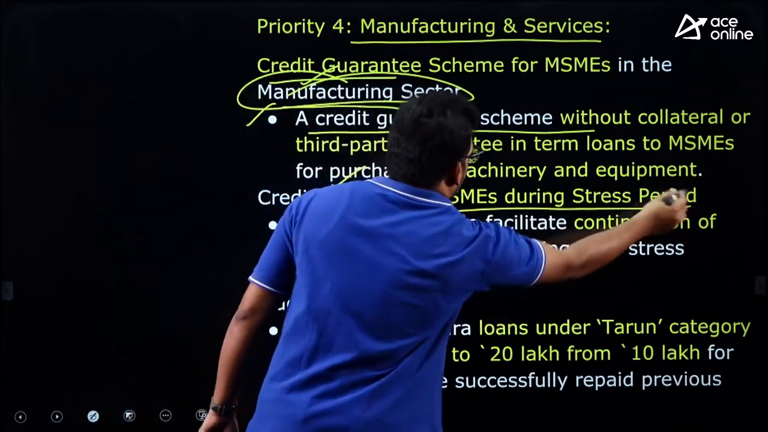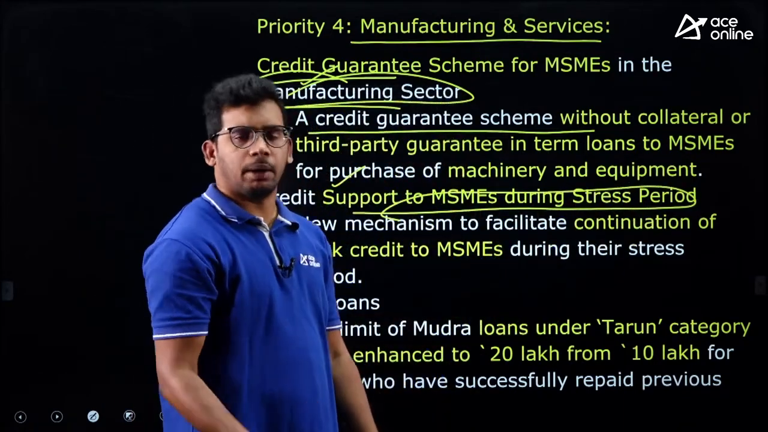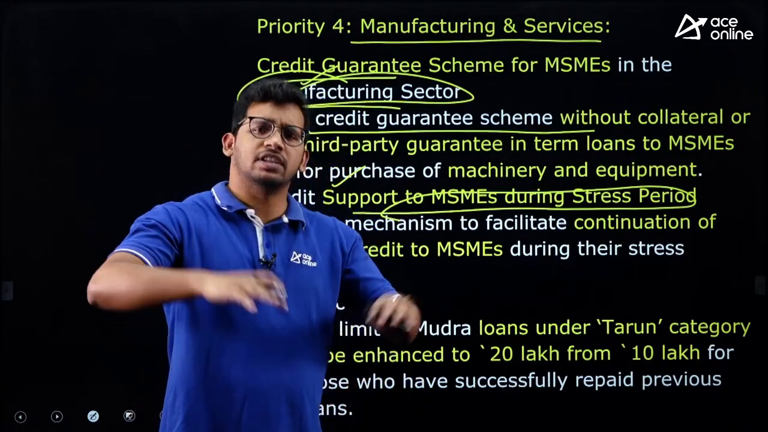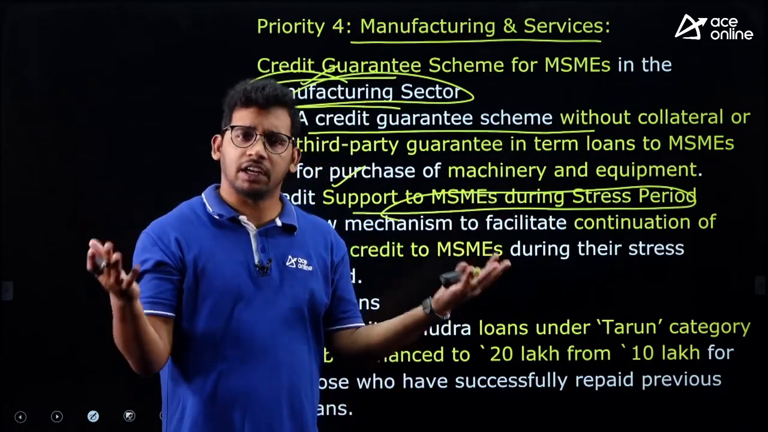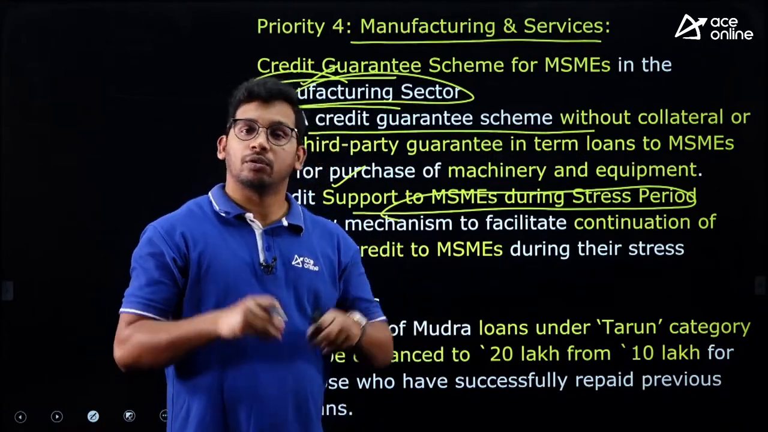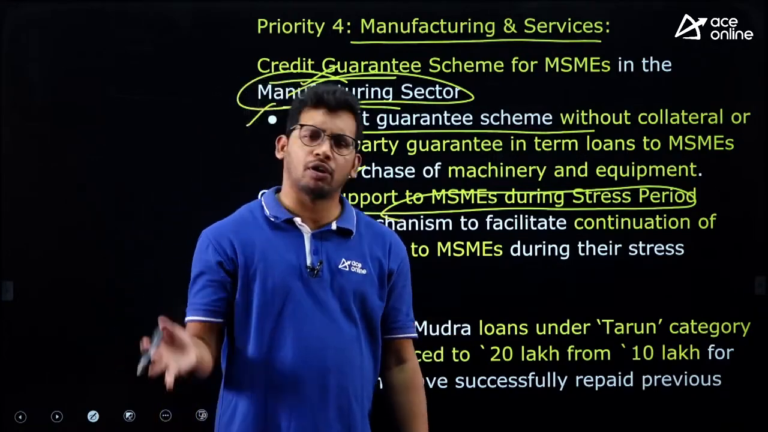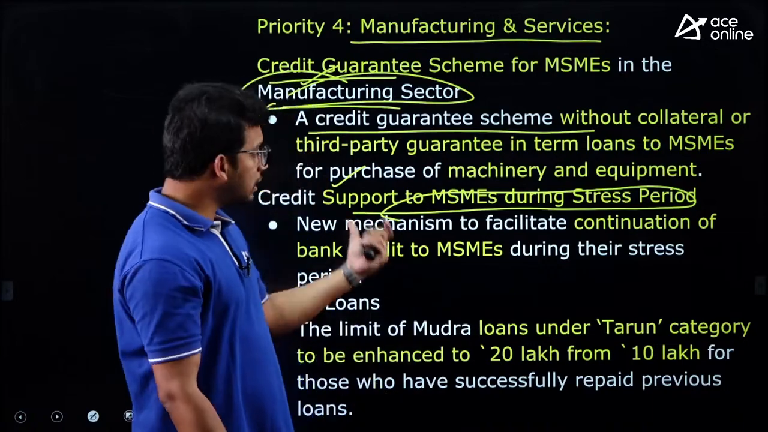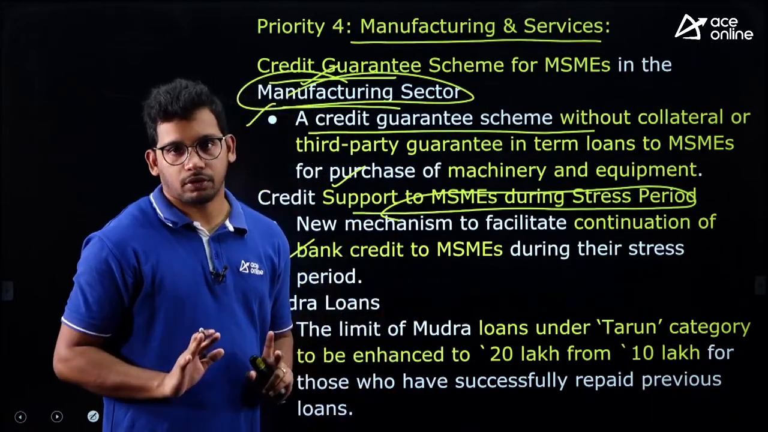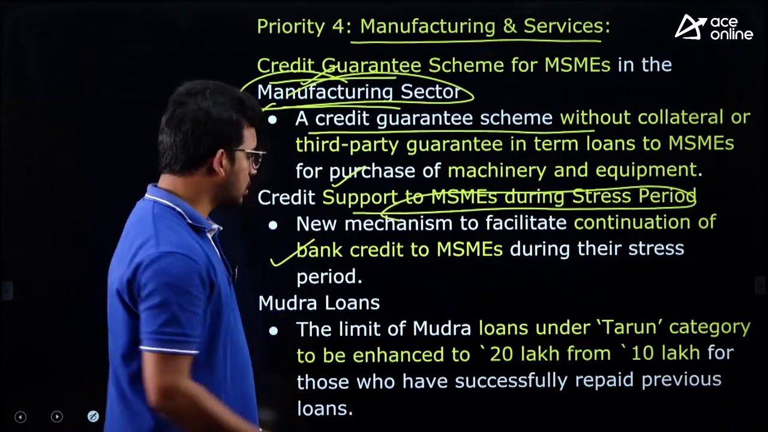Now, credit support during stress period. MSMEs go through stress periods. For example, take COVID: a lot of businesses boomed in 2017, 2018 and 2019, but during and immediately after COVID, there was a lot of financial stress on MSMEs, and a lot of businesses were closed. In those situations also, the government is going to come up with credit support to sustain the business. This is one more thing.